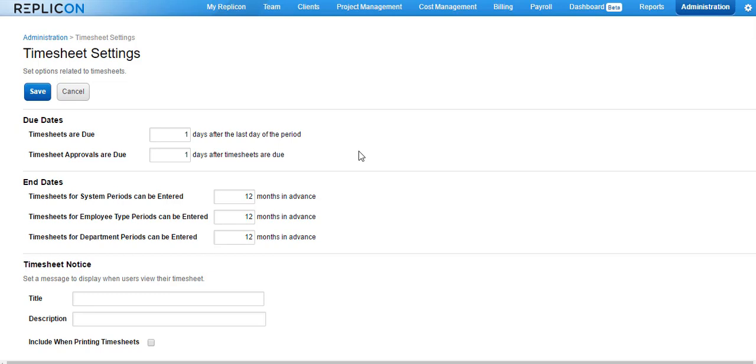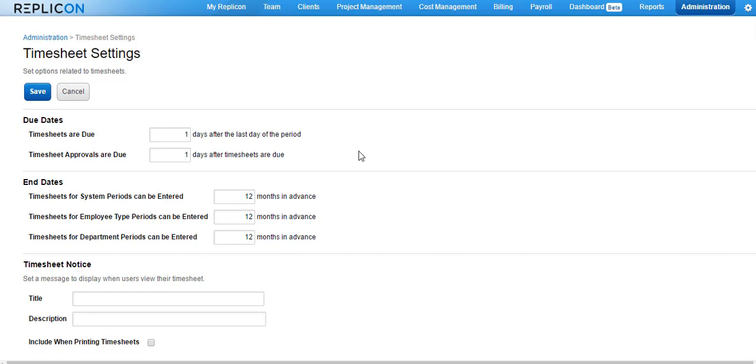If I set it as 1 day after the last day of the period and my timesheet ends on a Saturday, then my due date becomes Sunday. You can go ahead and put any X number out here and the due dates will be set up accordingly. Please remember that these are global settings and whatever you set up here will be responsible for all the employees in the organization. These will also affect the email notifications or notifications that you have in the system.